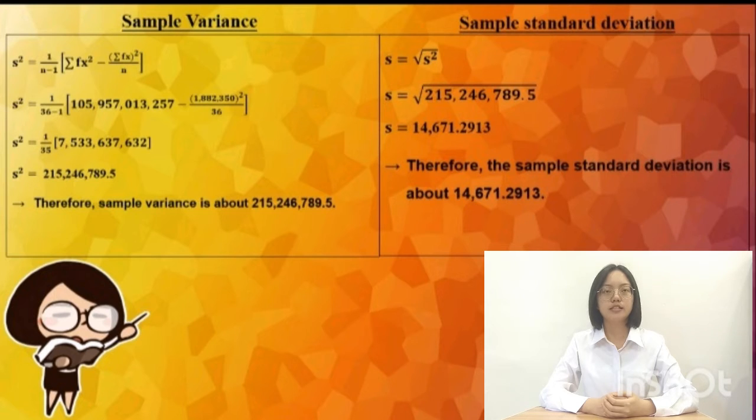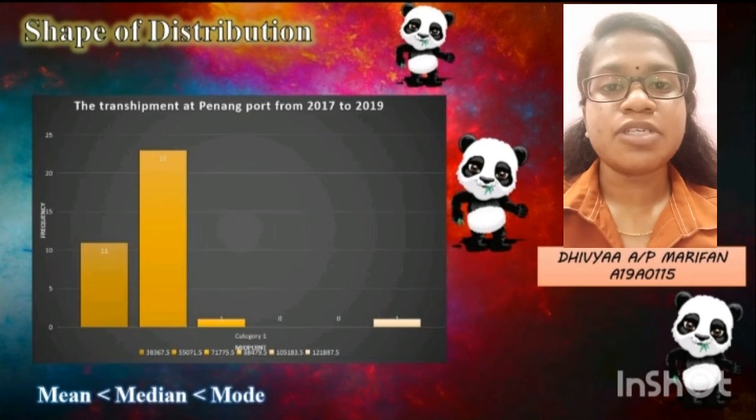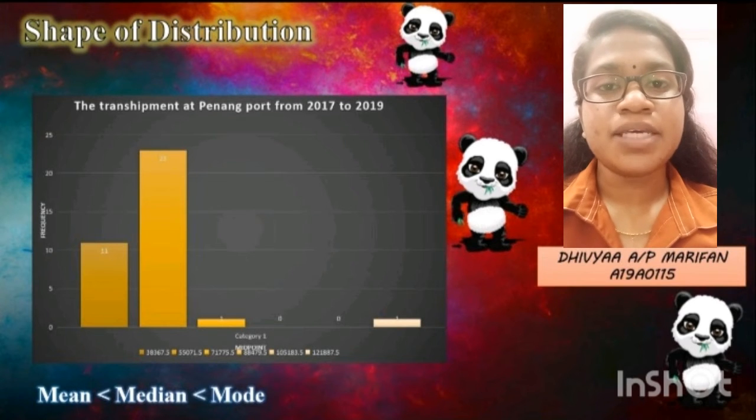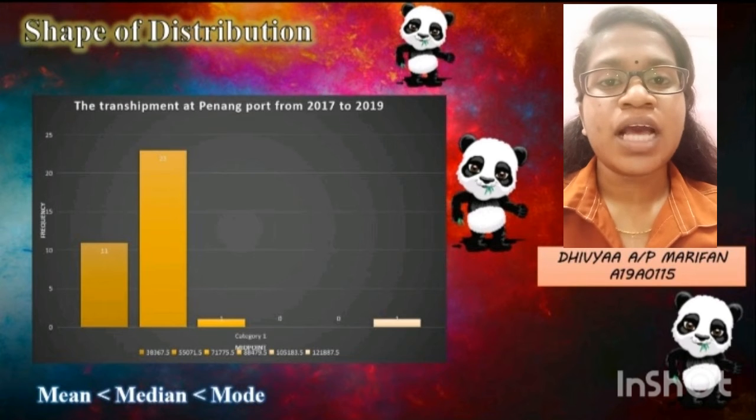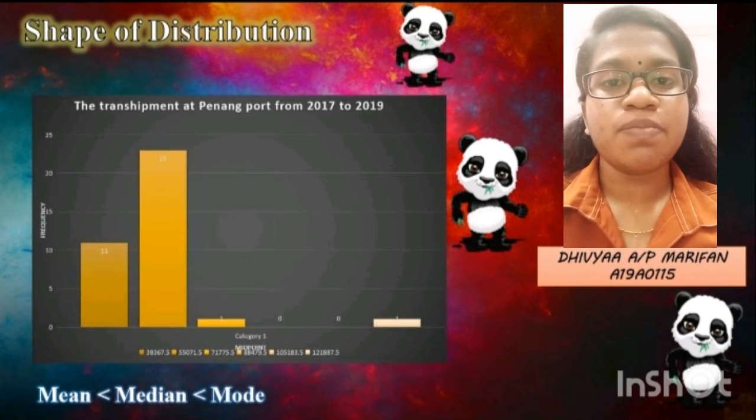Therefore, the answer is 14,671.2913. Now I would like to explain about shape of distribution. The shape of distribution is skewed to left based on mean, median and mode. In this case, the value of mode is higher than the value of mean and median. That's all from me. Thank you.